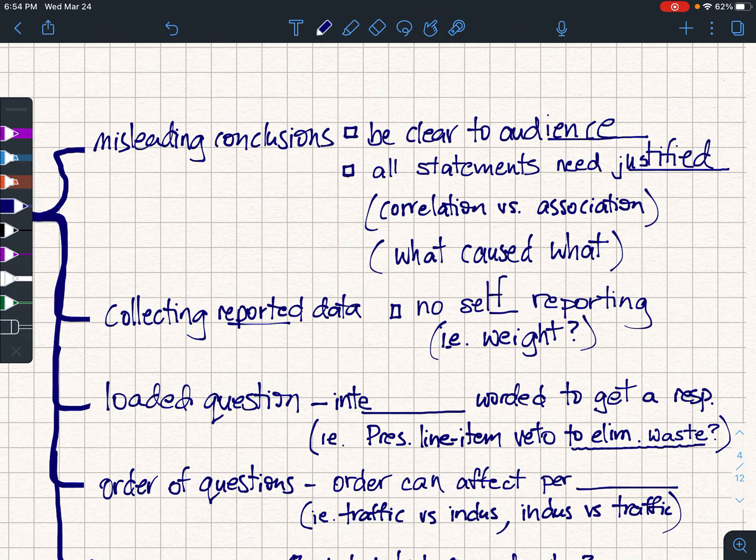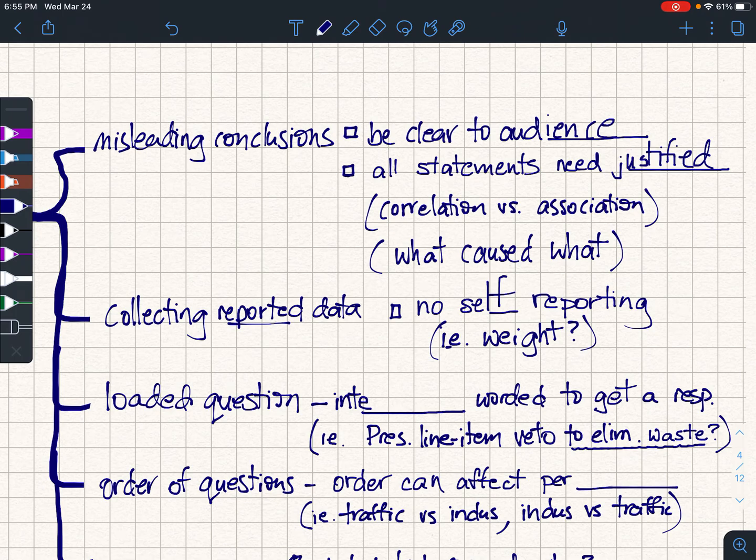No self-reporting, right? That's the whole voluntary thing. People will lie about their weight, they'll lie about their age, about how fast they could run when they were children growing up, that kind of thing. So we want to make sure that we collect our data. Loaded questions.